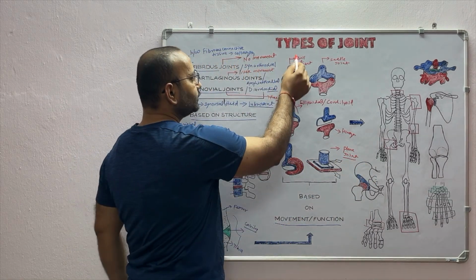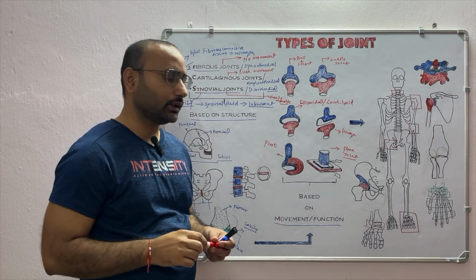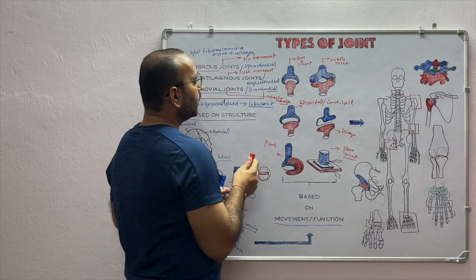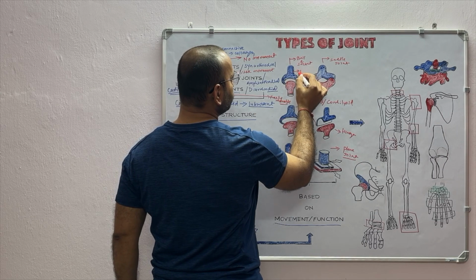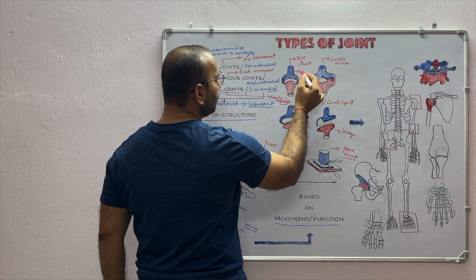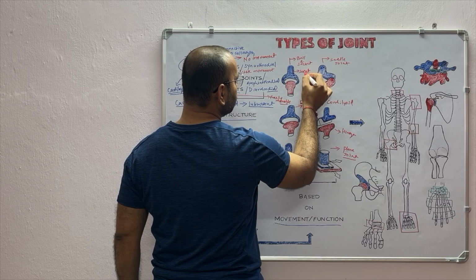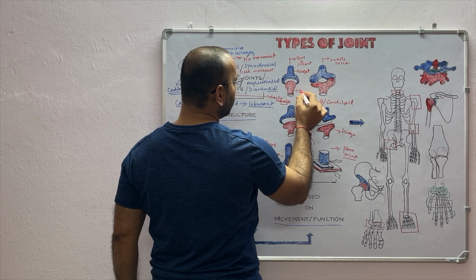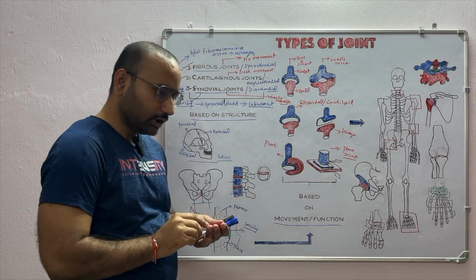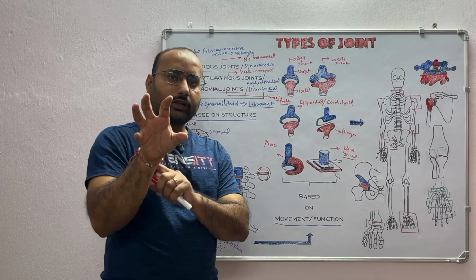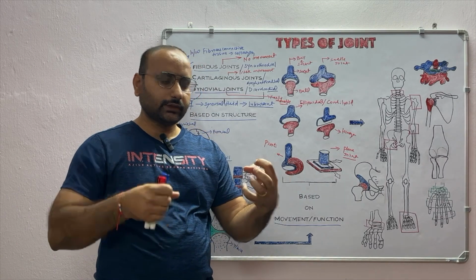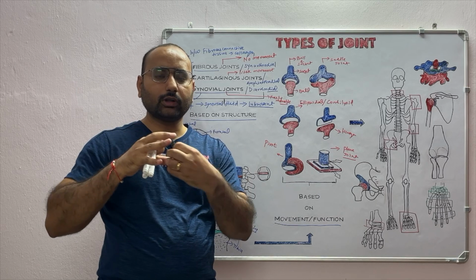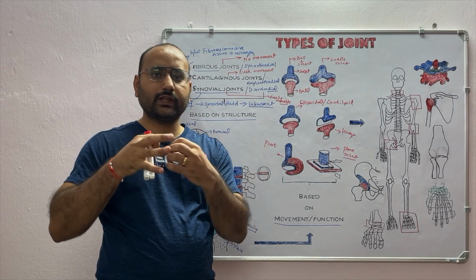So the ball and socket, as the name suggests, you have a ball and you have a socket. So these are the two bones. The top bone provides the socket, right? And the bottom bone provides the ball, right? So it is something like this. You have a socket, which is a part of one bone, and then you have a ball, which is a part of another bone. The socket and the ball come together, and basically the ball fits into the socket.